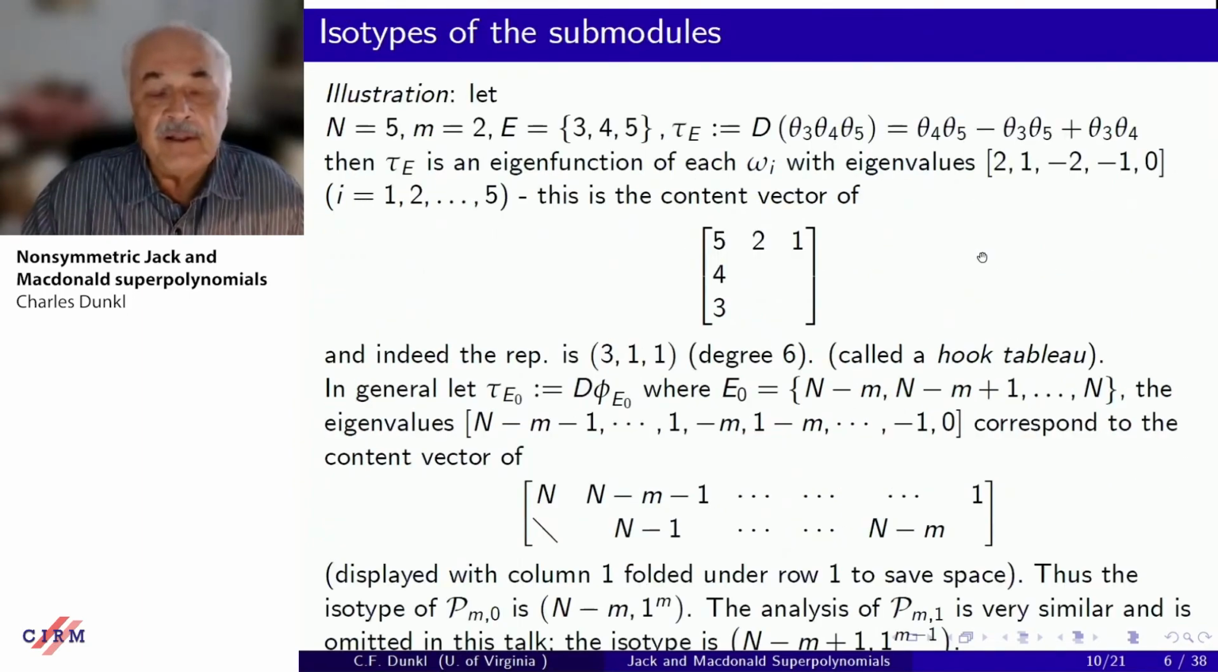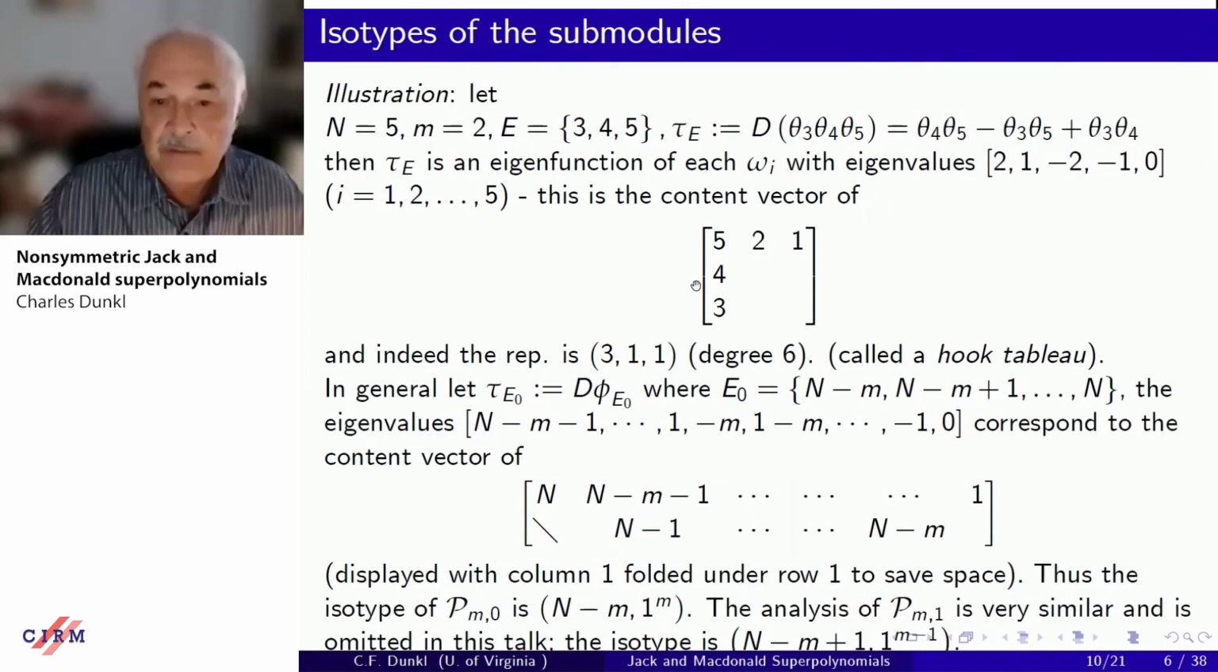Here's an example. Let's take n = 5, m = 2. Take the set {3, 4, 5}. Differentiate. You get that. You can verify directly that it's an eigenfunction of omega I. These are the eigenvalues. That's the content vector of this tableau. So 2 is here. This is 1, 2, then minus 2, minus 1, and 0. And the representation is called (3,1,1).